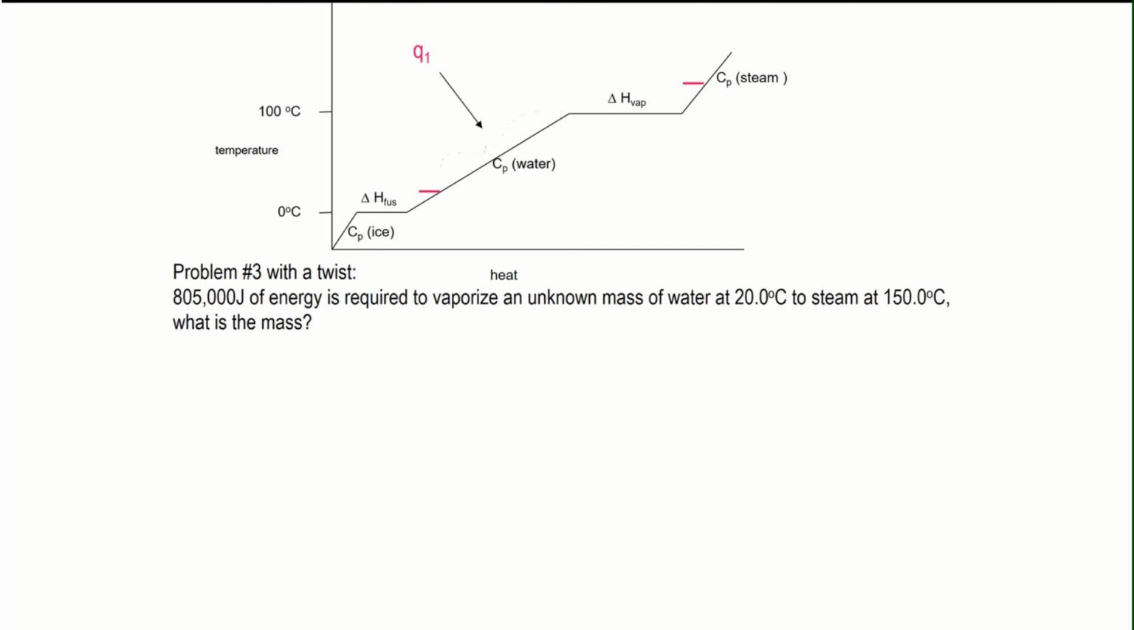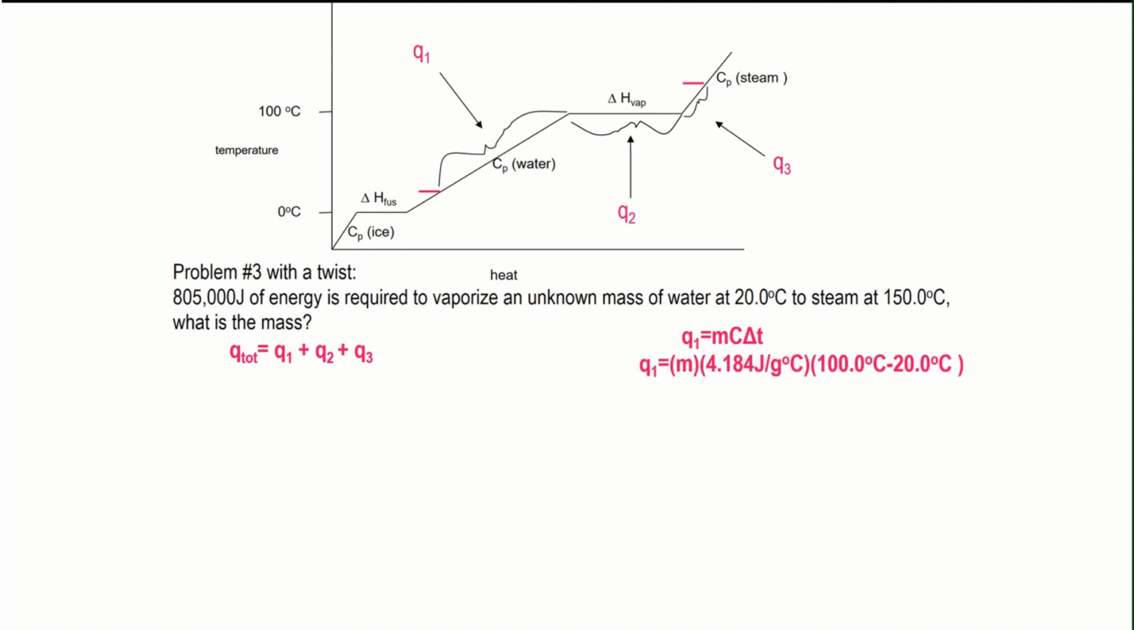And I've got my heat curve. I know that there's going to be 3 total problems. Q1 will bring up the temperature of the water to 100 degrees Celsius. Q2 will vaporize the water, and Q3 will bring up the temperature of the steam. So what I want to do, because I'm solving for mass, is solve as much as I can in terms of M. So Q1 is 334.72 times M.